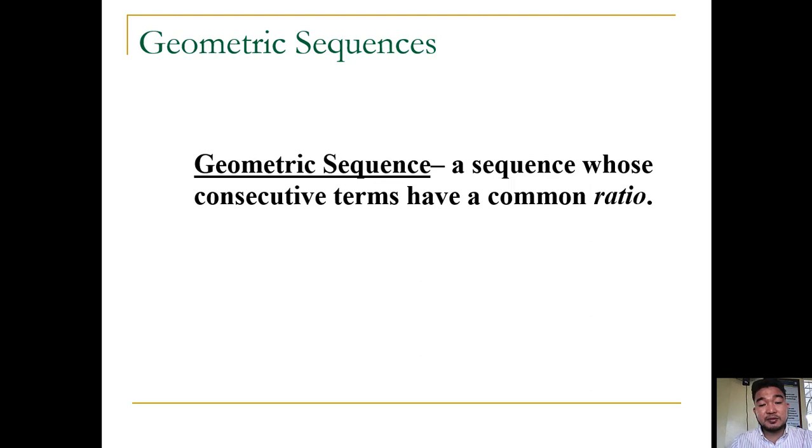A sequence whose consecutive terms have a common ratio. So ibig sabihin, yung geometric sequence is a number pattern na meron siyang common ratio. Yung common ratio, yun yung number na common multiplier sa lahat. Ibig sabihin, para makuha mo yung susunod na term, you have to multiply yung sinusundan niyang term by this common ratio.